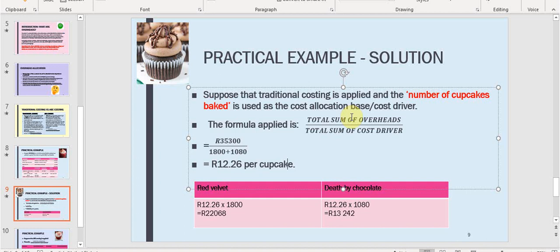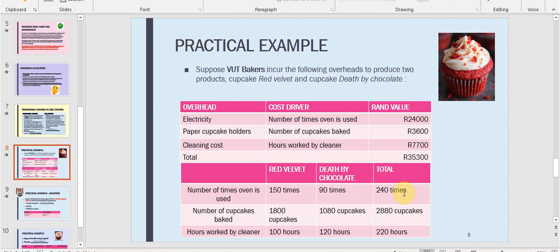So now I need to go back to my calculations and see what was the total overheads. And they've given me the total overheads by adding all of these together. The total overheads in rand was 35,300 rand. Then the cost driver they want me to use is the number of cupcakes, and that was 2,880 cupcakes in total. So I'm going to take the total of all the overheads in rand divided by the total of the predetermined cost driver.